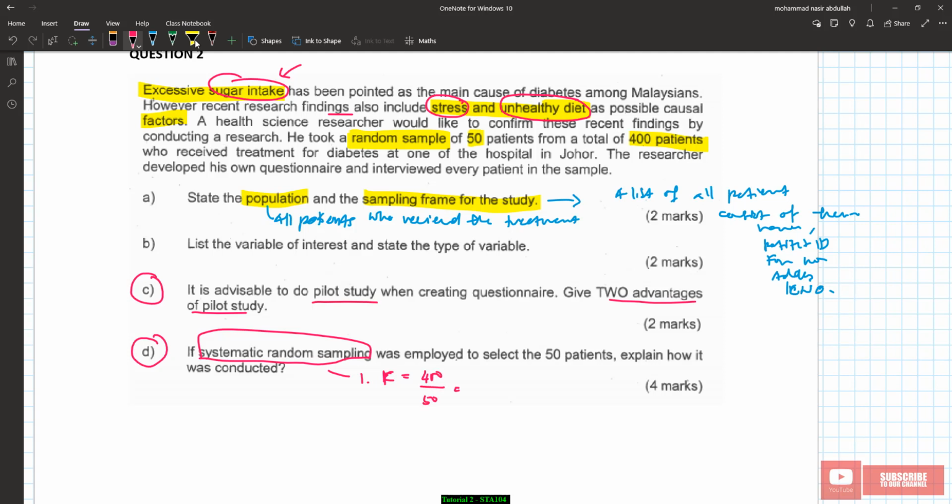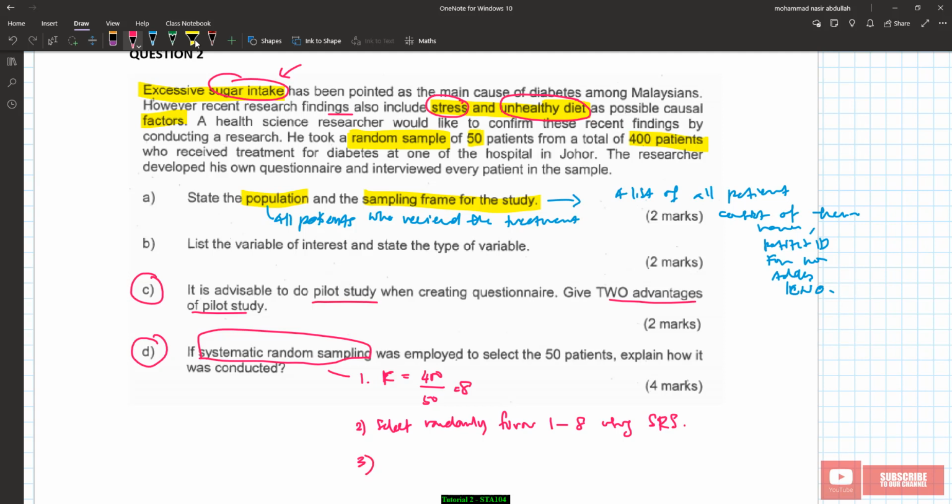First step, K equal to 400 divided by 50. So you will get how much? 8, right? So 400 divided by 50 equal to 8. So second step is we will select randomly from first respondent to 8 subject ni using simple random sampling contoh.